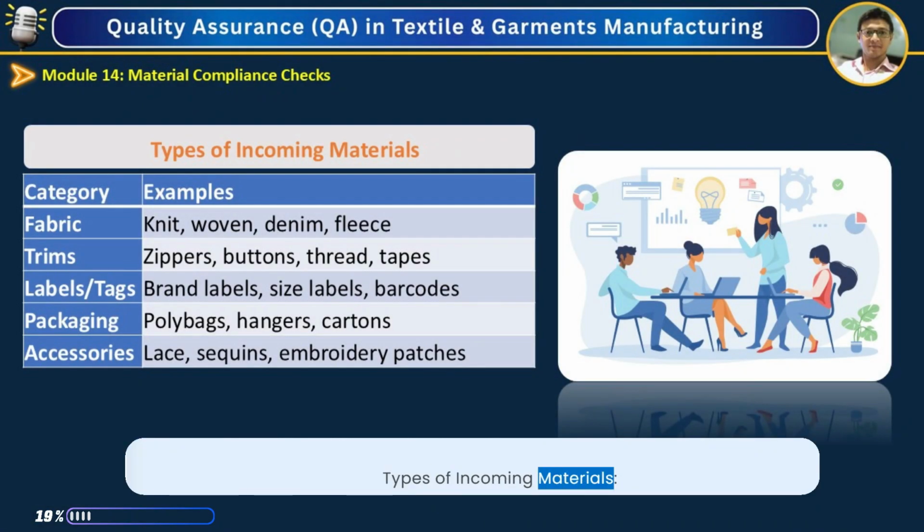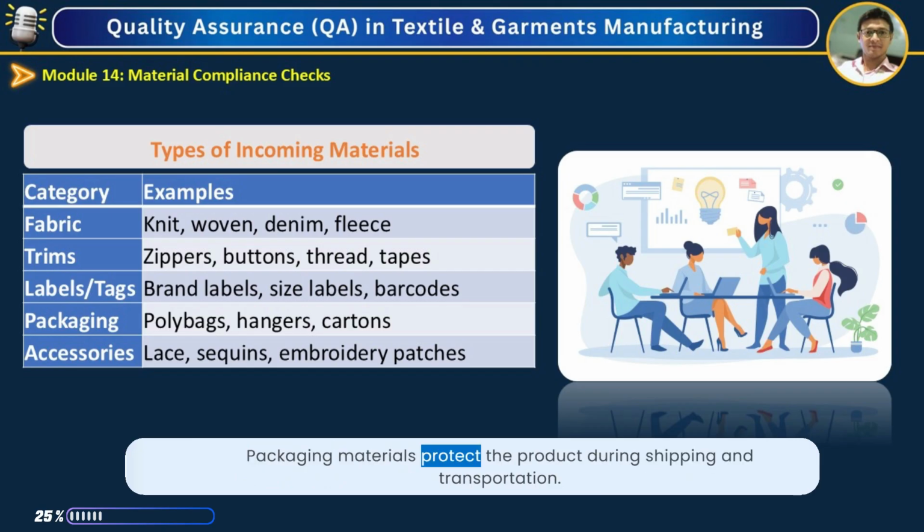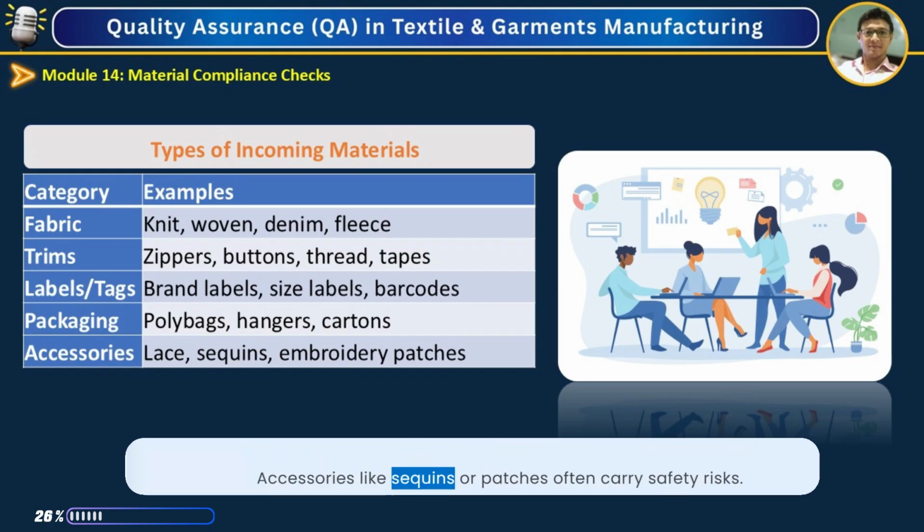Types of incoming materials. Let's look at the 5 main categories of incoming materials. Each of these has different compliance requirements. Fabrics can vary from knits to denim. Trims include functional elements such as zippers and buttons. Labels and tags need to be accurate. Packaging materials protect the product during shipping and transportation. Accessories like sequins or patches often carry safety risks. All of them must be reviewed for compliance before use.